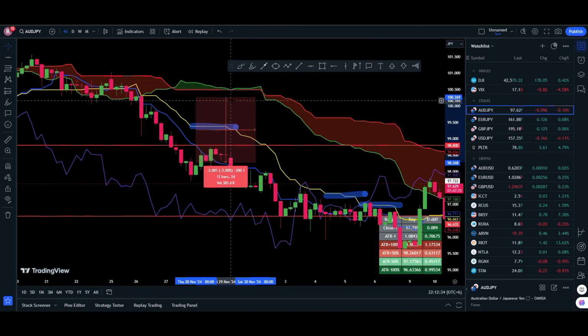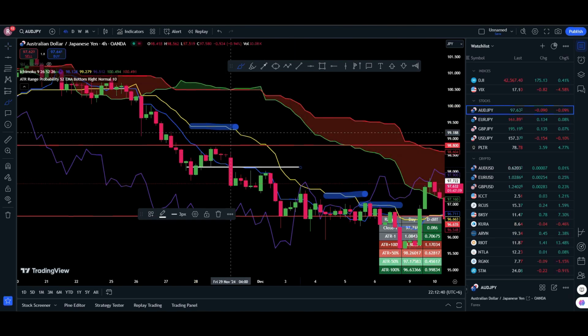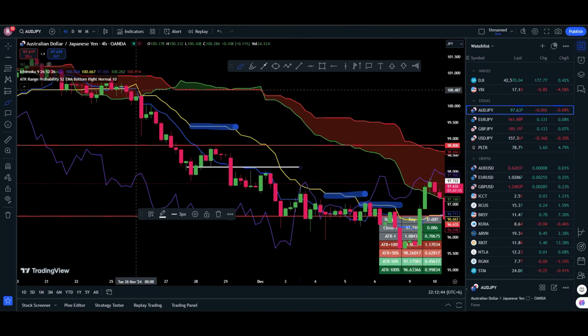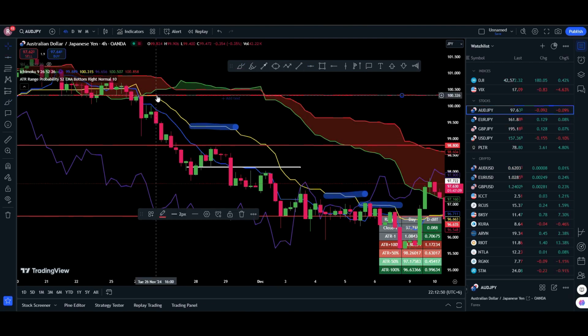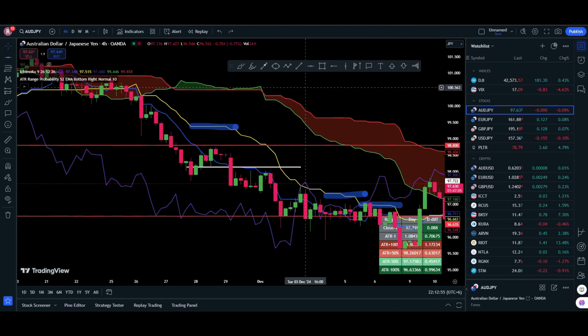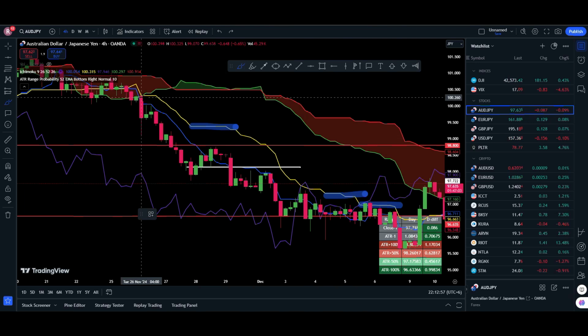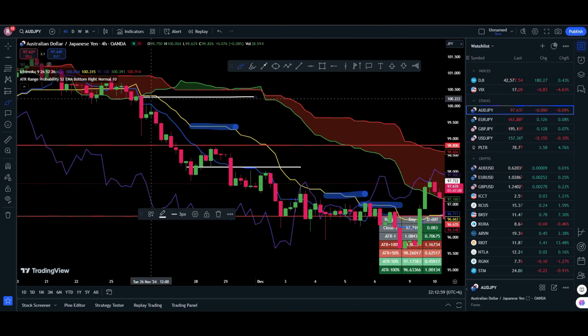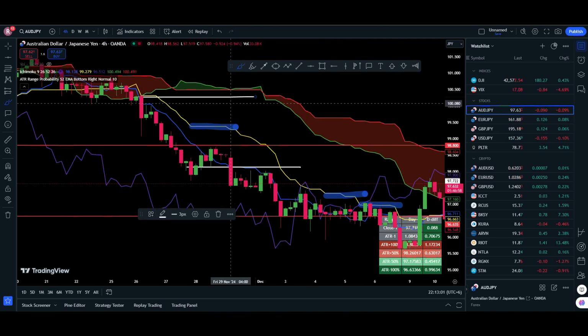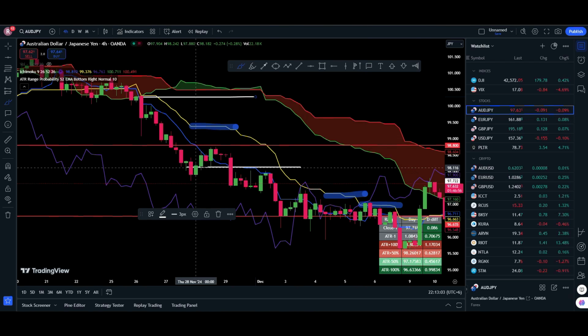So we reached here. Let's put it here. We reached here and we closed the trade 1%. Then we move our stop loss from the previous 100 pips to here in this area. We can move the previous stop loss to this area, and our trade is still running here.